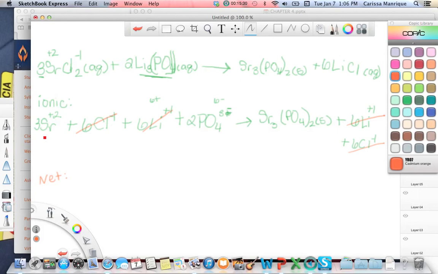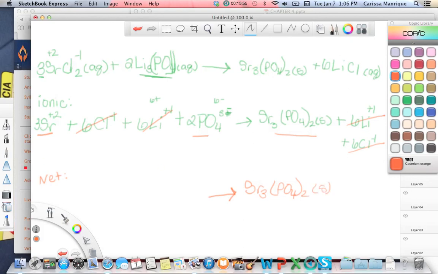Basically I write down everything that didn't cancel out, which is this, and this, and this. Your solid never cancels out. Basically your net ionic is showing how you made your solid. So my solid is Sr3(PO4)2. That's my solid.